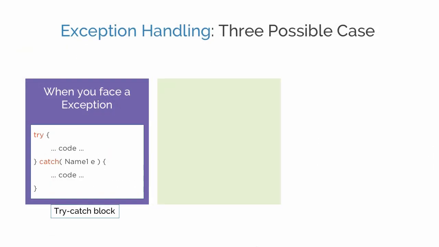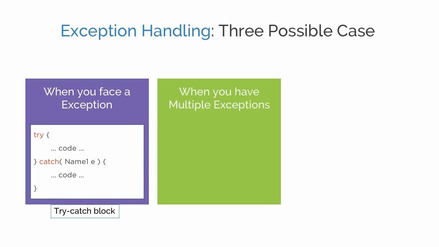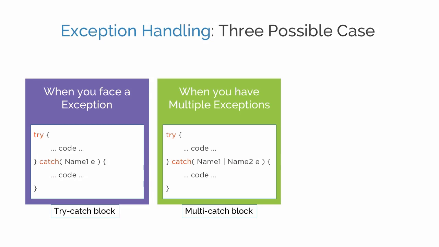Now let us come to case 2. What to do when we have multiple exceptions in our code? For that purpose we need to use the multiple catch block. That is the name of exception 1 followed by the pipe symbol, which is also known as the bitwise OR operator, followed by the name of another exception.